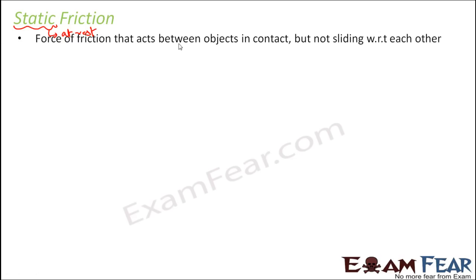It is the force of friction that acts between objects in contact but not sliding with respect to each other. This is most important. That is, both the objects are not sliding. Now, when I say that they are not sliding, it doesn't necessarily mean that the objects are at rest, because it says not sliding with respect to each other. Whenever we talk with respect to something, the entire concept of motion and rest changes.